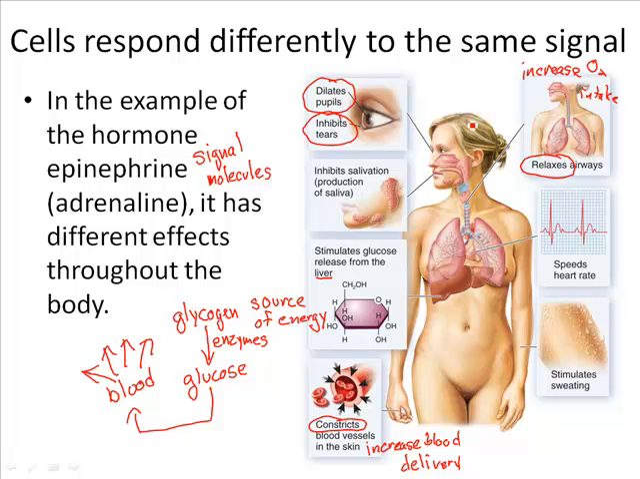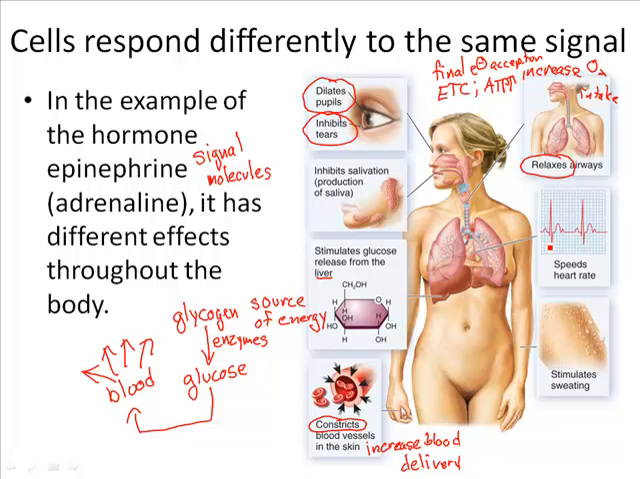Now, why is oxygen important in response to adrenaline? That's right, oxygen serves as the final electron acceptor in the ETC, and ultimately the energy released in that electron transport is going to be stored in ATP, which I certainly need in response to a stressful situation.